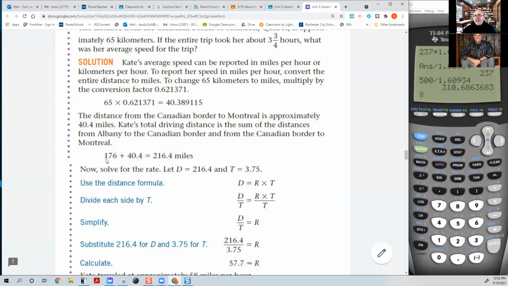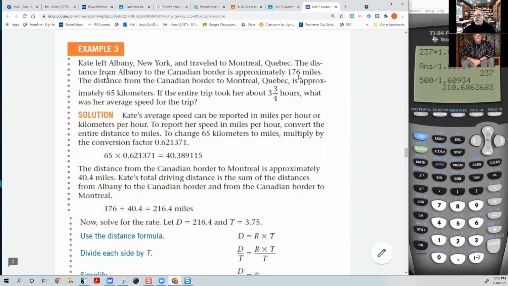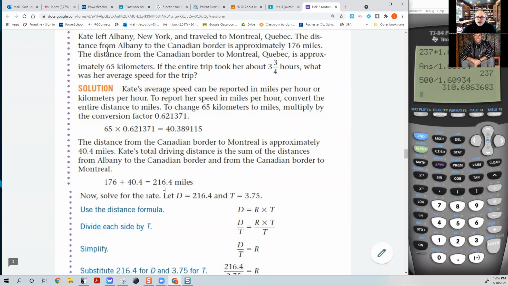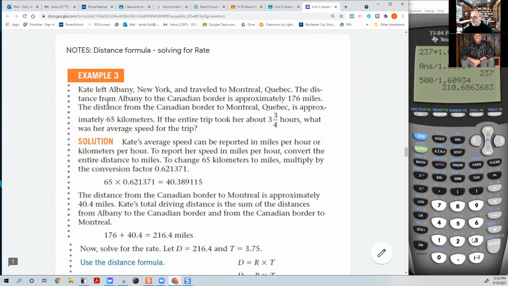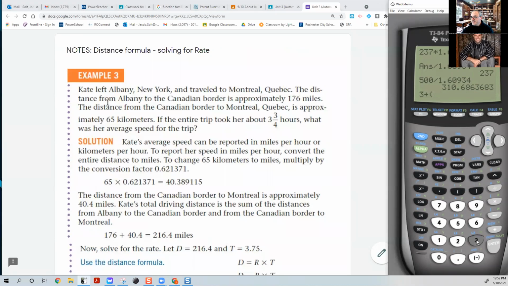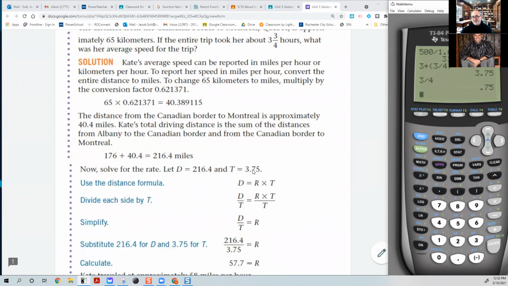We take that 40.4, we add it to the 176 from Albany to the border. We get a total distance for the trip of 216.4 miles. Woo. Now we're going to use the distance formula. D equals the rate times the time. We're going to stick 216.4 in for the distance. Then they're going to stick 3.75 in for t. Why'd they get 3.75? Well, 3 plus 3/4 is going to be 3.75, because 3 divided by 4 is 0.75. Okay, so that's how they stuck the 3.75 in there.